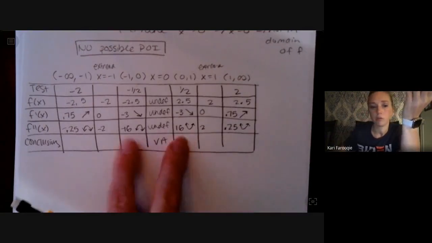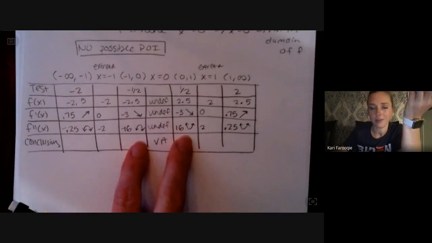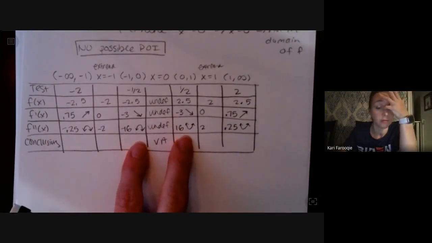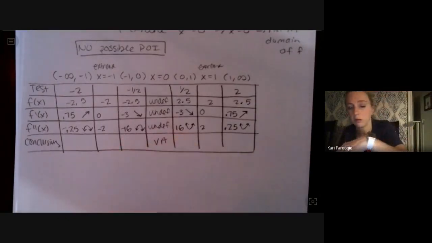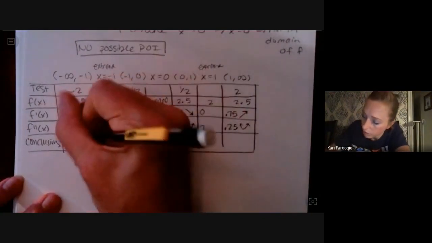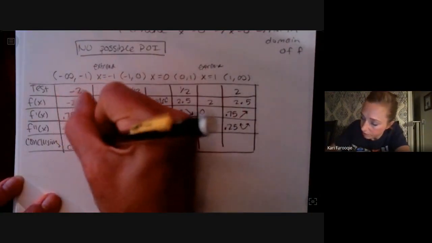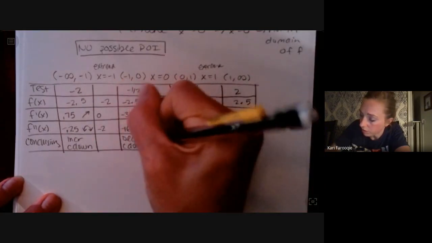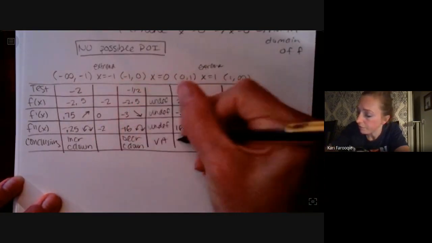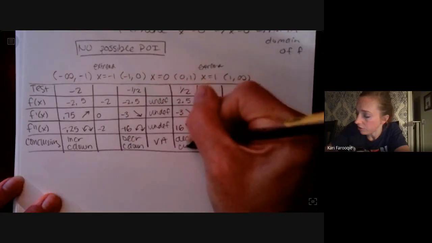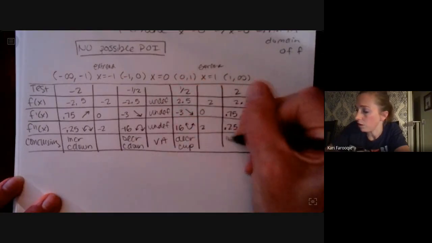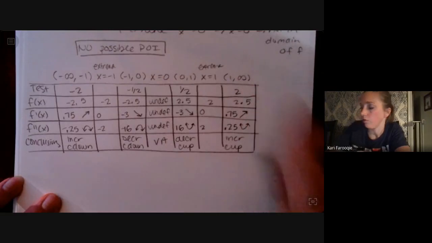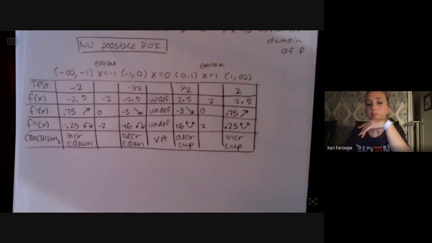Even though it changed from here to here, it's changing at a vertical asymptote, so it's not really doing anything for us. But we know that we are increasing concave down on the first interval, decreasing concave down on the second, decreasing concave up on the third, and increasing concave up on that last interval.